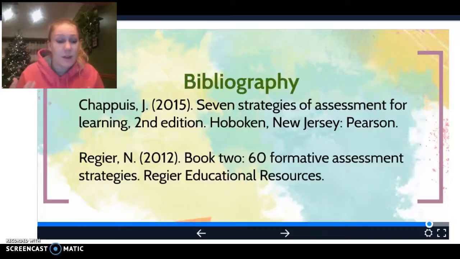So my bibliography was our 7 strategies book, and then I also found these 4 strategies in a 60 compiled list, which is the second one on the bibliography there.